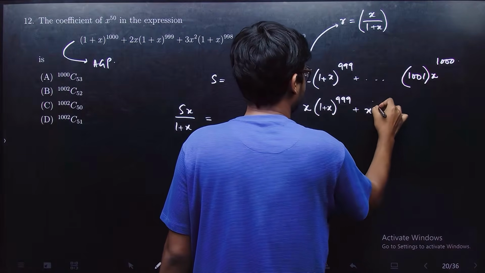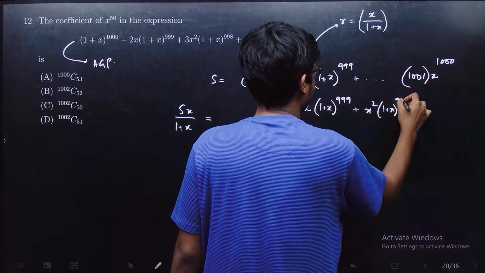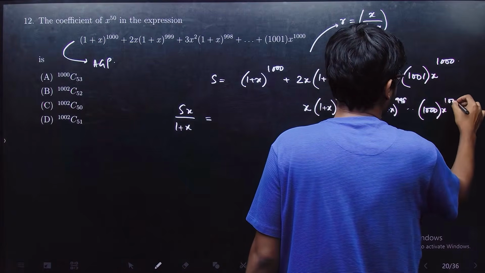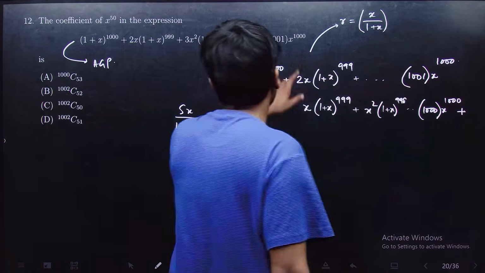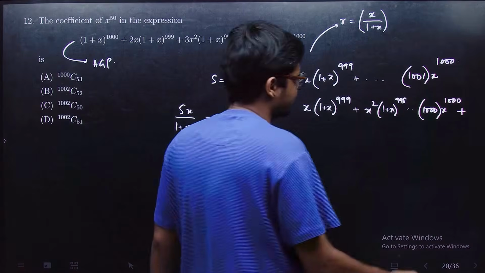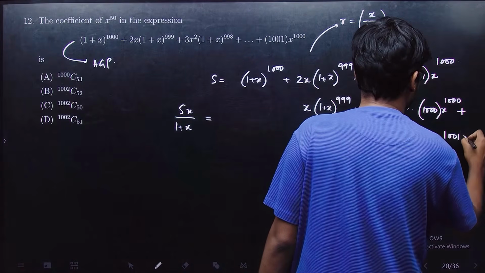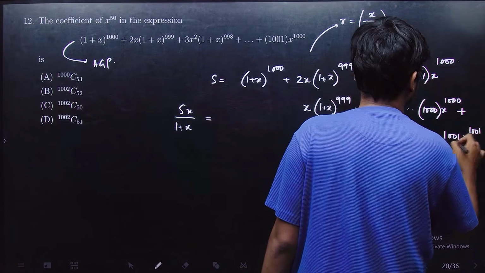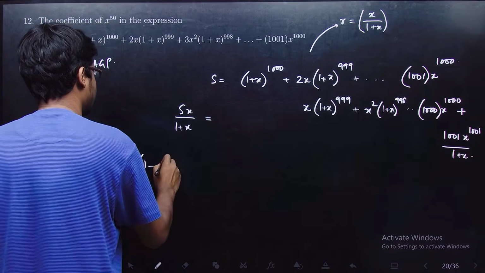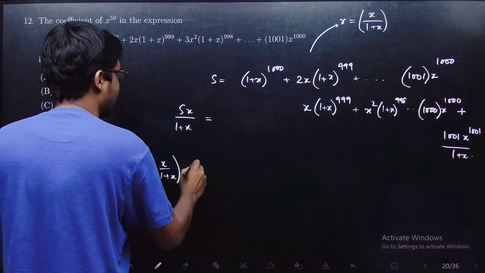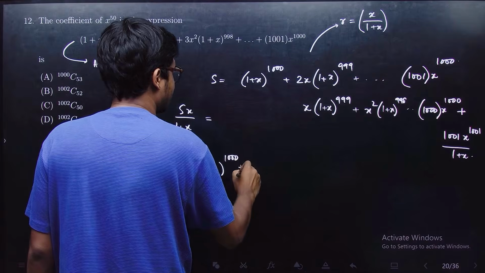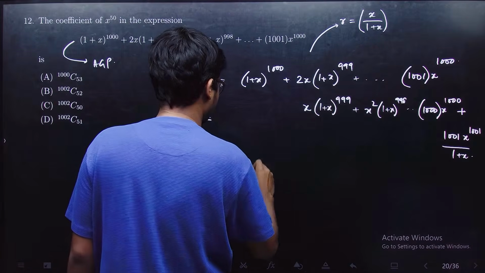Plus next one is going to be x square times 1 plus x whole to the power 998. All the way till this term is going to be 1000 times x to the power 1000. And the last term is going to turn into what? If you look at the last term, if you multiply it with x, it will become 1001 divided by 1 plus x. So the difference of these two, so S times 1 minus x by 1 plus x is going to look like, so this first term remains, second term is going to become what? If you subtract this, you'll just get 1 plus x whole to the power 999.